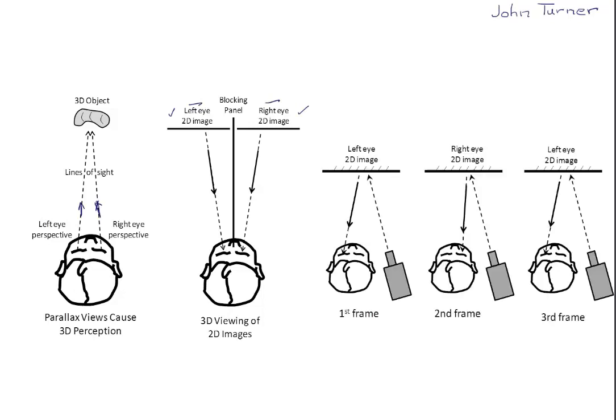Now, how could that be done with movies? Well, suppose you could do something like this. Suppose you had a special projector that in alternate frames projected a left eye view, then a right eye view, left eye view and right eye view. So the first frame comes out.